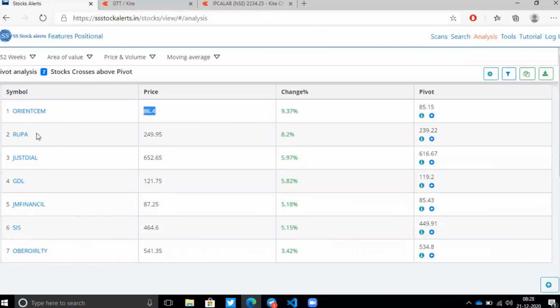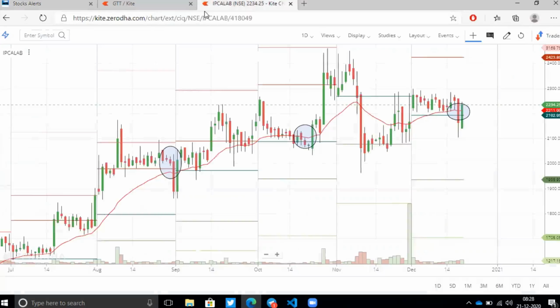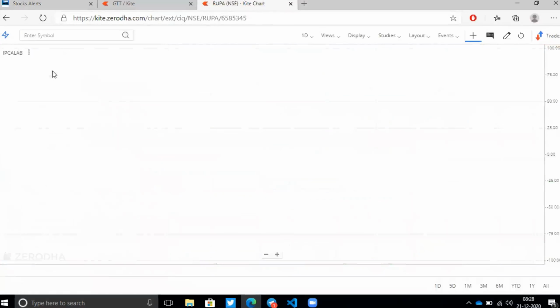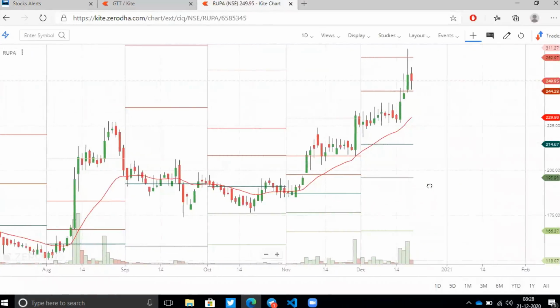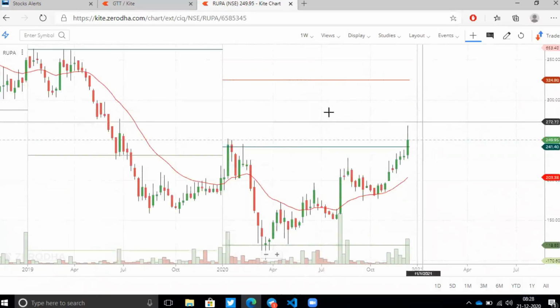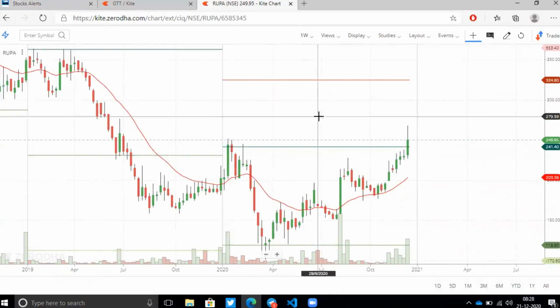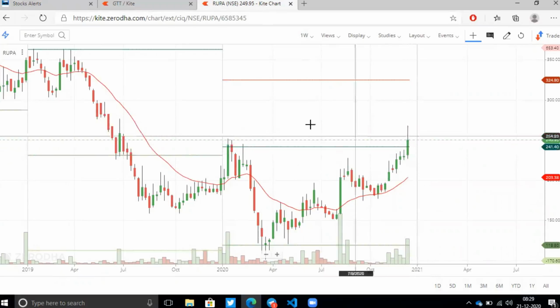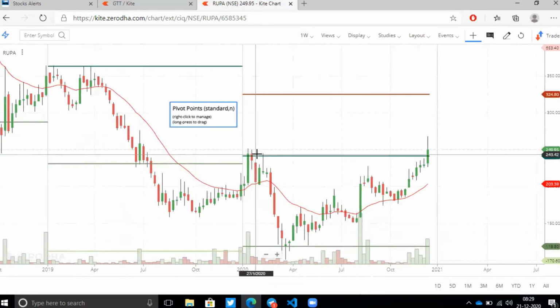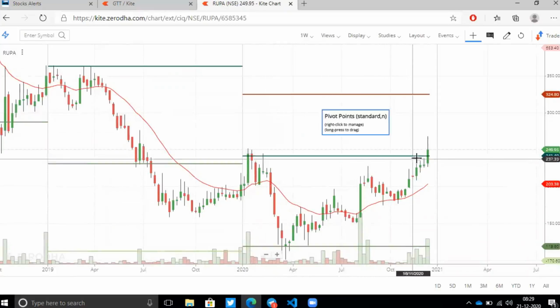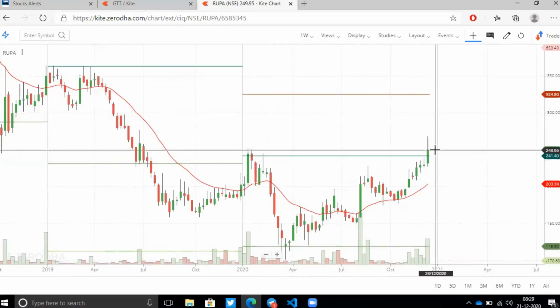Since it is 86 rupees, I will not select it, and go to Ropa and just see how it is. Change it to your weekly time frame, so that since we have selected the weekly time frame here, in the chart also we need to select the weekly time frame. So see, here is our entry, and how many days it is there from the bottom. This is from January 3rd, and in January it went down, and for this whole year it spent below the yearly pivot. Just now it has crossed above this one.